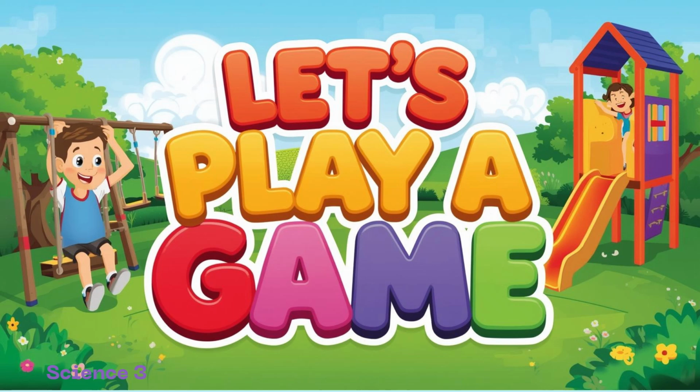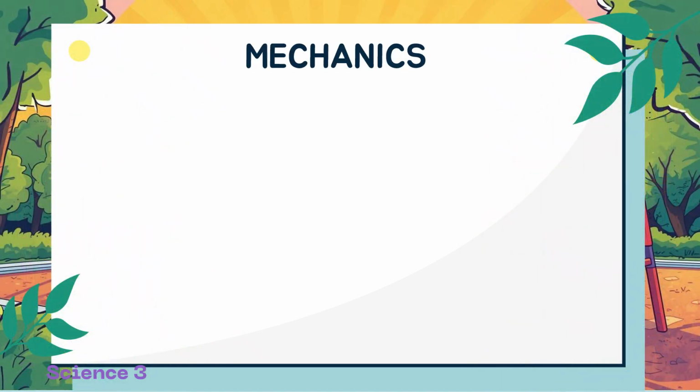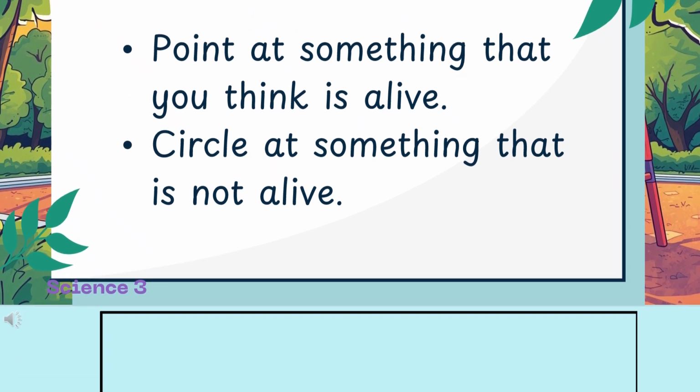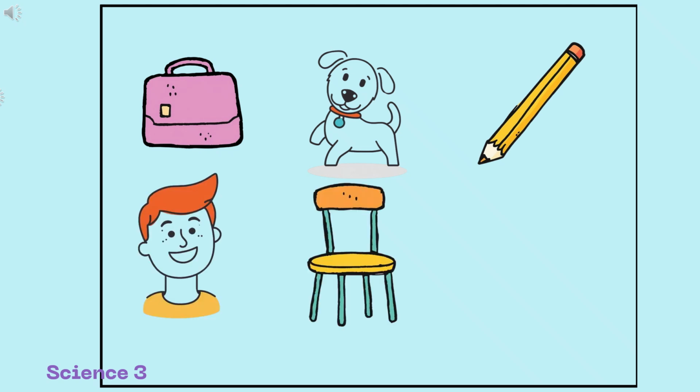Do you want to play a game, kids? Let's play a game. The mechanics of this game: point out something that you think is alive, circle something that is not alive. Let's go, kids! I have here a bag, a dog, a pencil, a boy, a chair, and a bird. Which do you think are living things? Point to us.